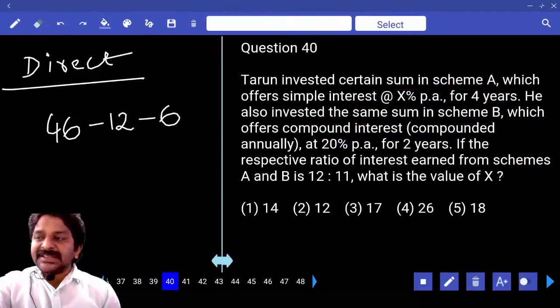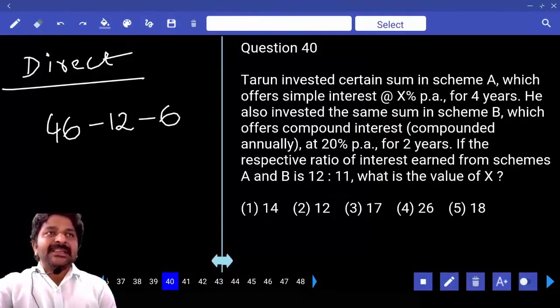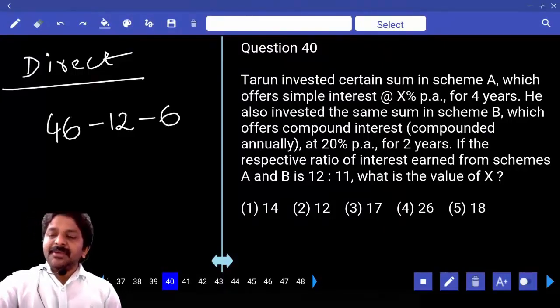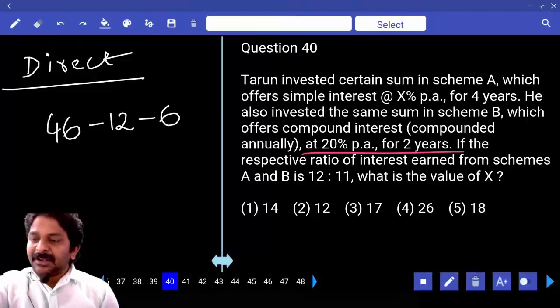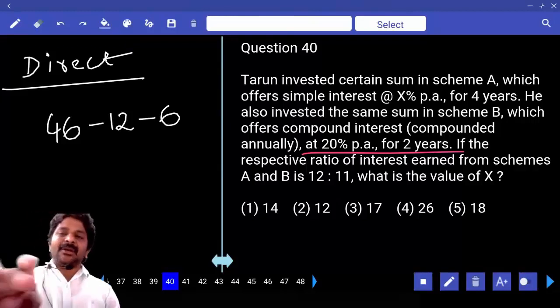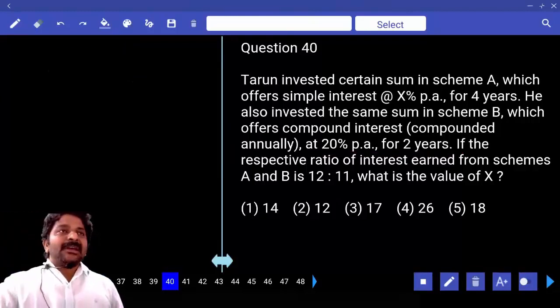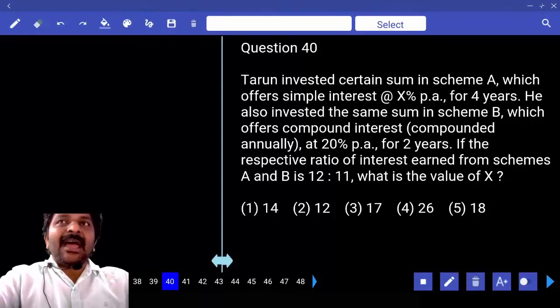Tarun invested a certain sum in scheme A, which offers simple interest at X% per annum for 4 years. He also invested the same sum in scheme B. That is, the principal in schemes A and B is the same. Scheme B offers compound interest at 20% per annum for 2 years. If the respective ratio of interest earned from schemes A and B is 12:11, what is the value of X? Okay. In both schemes, can we start by taking the principal as 100%?